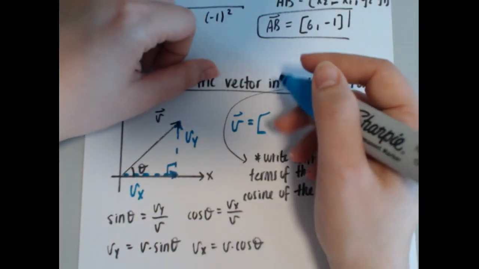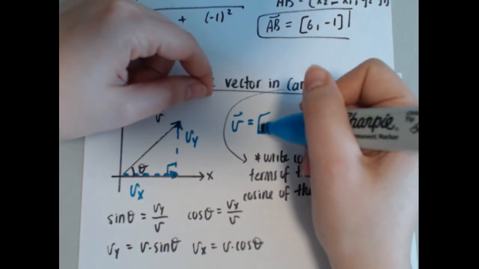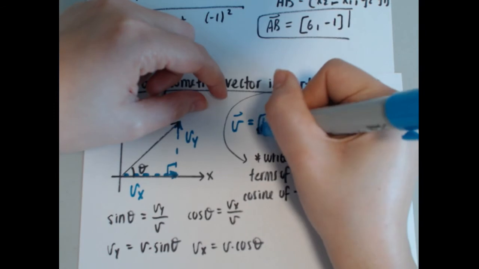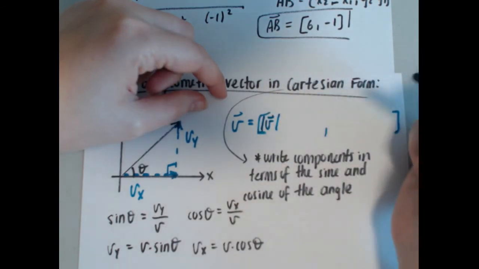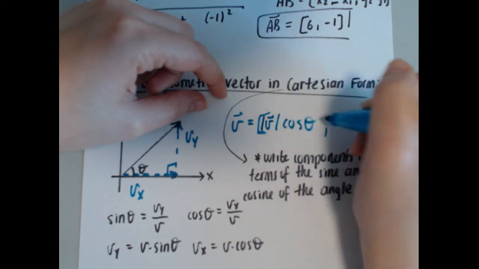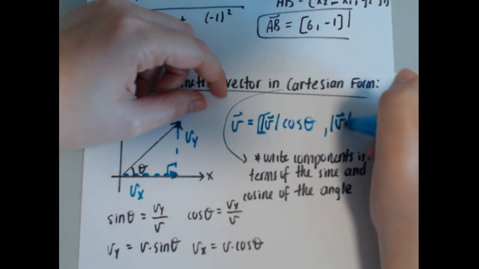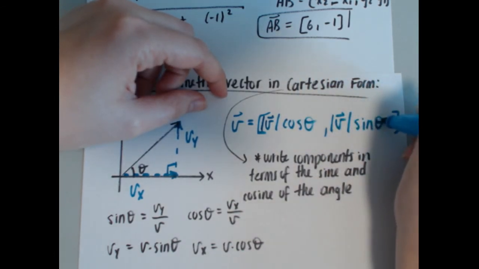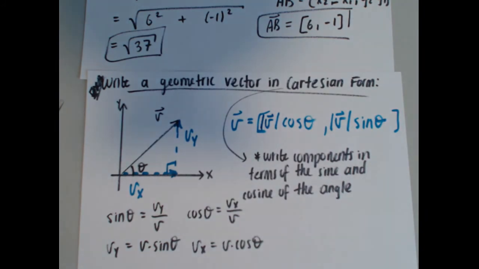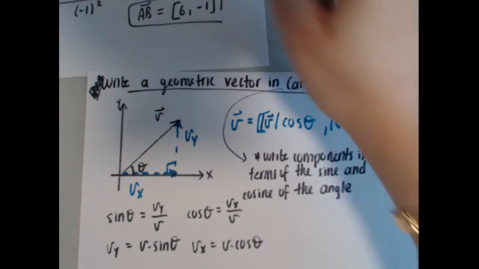All right, so that means here, vector v, it's going to be the magnitude of v. So for the x component, it's going to be magnitude of v times cosine of theta. And for the y, it's going to be magnitude of v times sine of theta. And that is writing the geometric vector in Cartesian form. Okay, so now that we understand that, let's actually do an example using that knowledge.